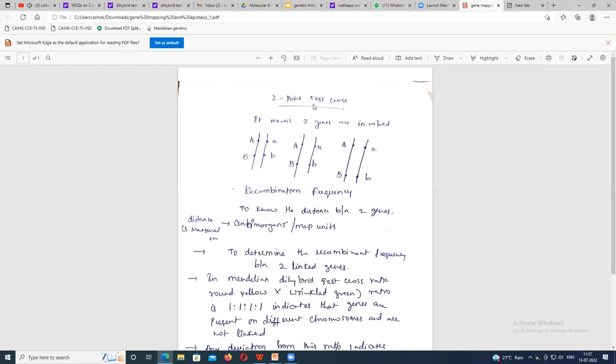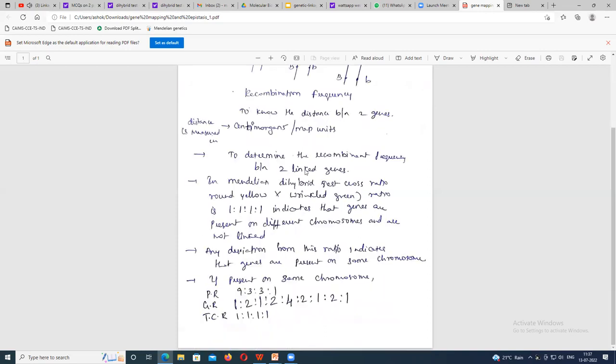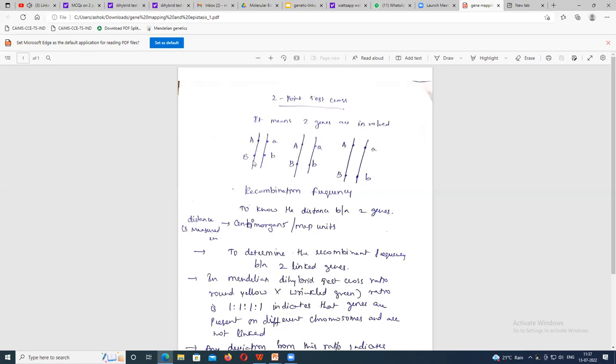So first we'll be dealing with 2-point test cross. This is there in the syllabus, so compulsorily you will be getting questions from this area. To know the distance between two genes, we have taken two genes, capital A and capital B, and its alleles are small a and small b. I have drawn two genes somewhat closer in this; here the distance is increased a little, here more. So we are taking different conditions where the genes are present at different distances.